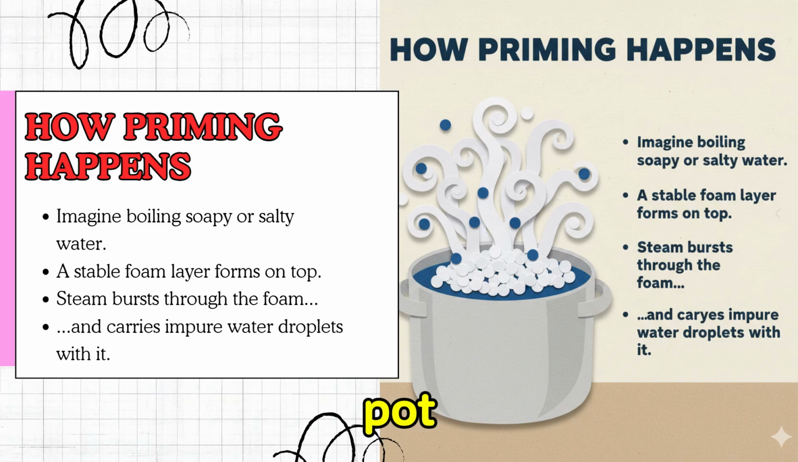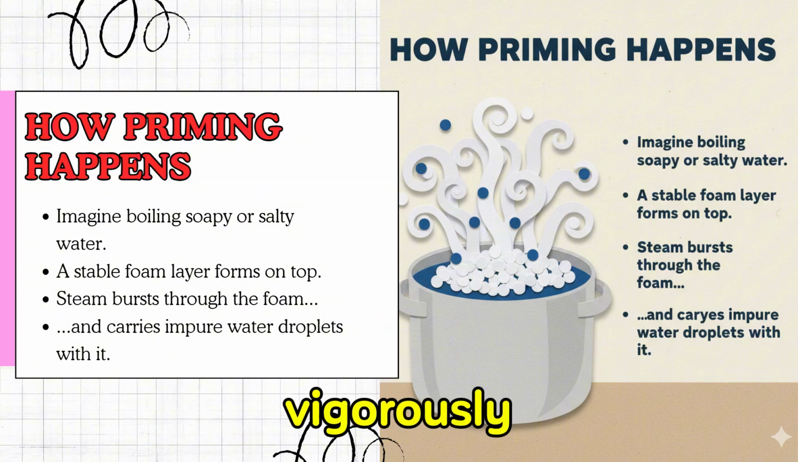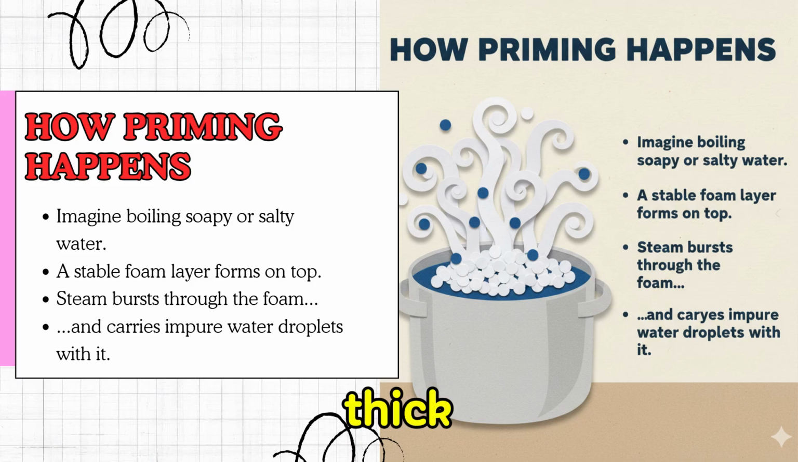Think about boiling a pot of plain water. It bubbles, but the steam coming off is pure. Now, imagine you add a bunch of soap or salt to that water and boil it vigorously. You'll get a thick layer of stable foam on top. As the steam bursts through that foam, it carries tiny droplets of that soapy, salty water with it. That's priming. The steam is no longer pure, it's contaminated with the impurities from the boiler water.